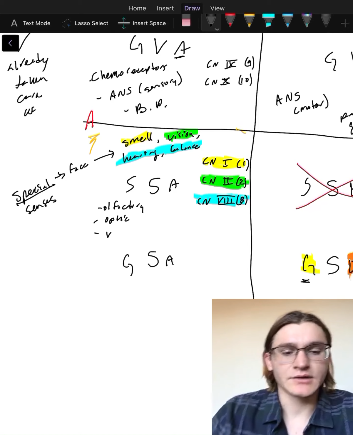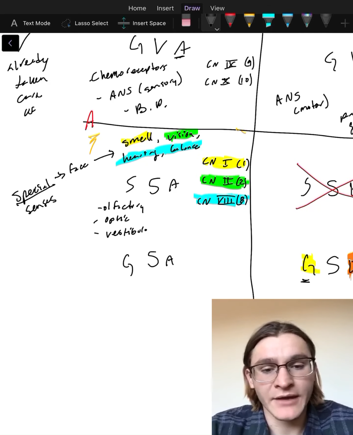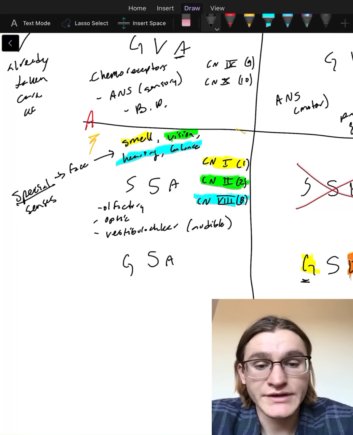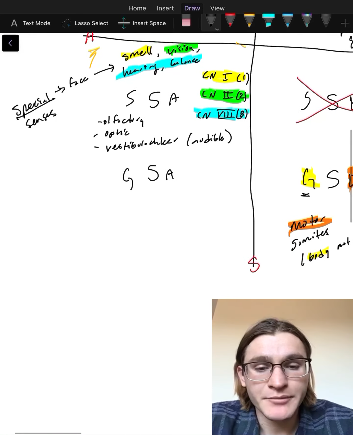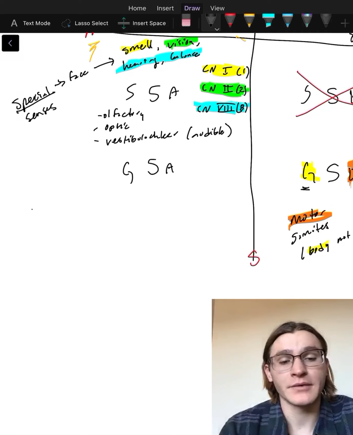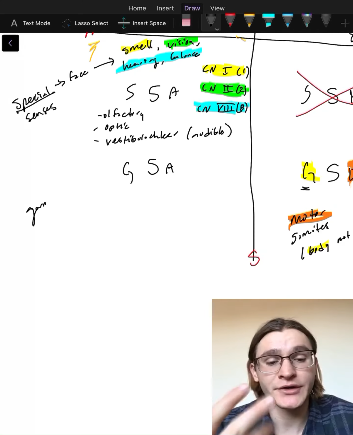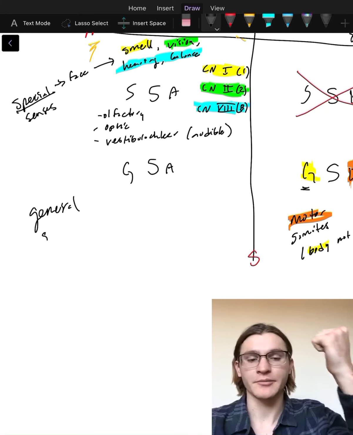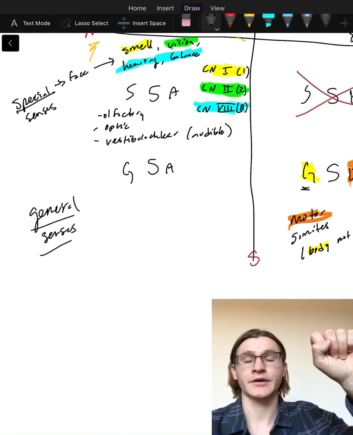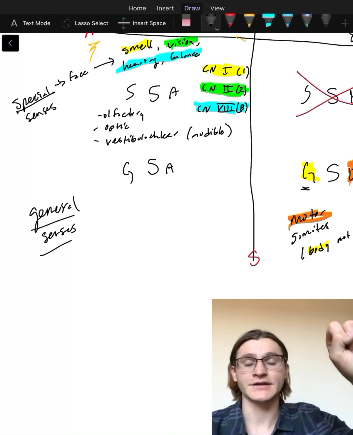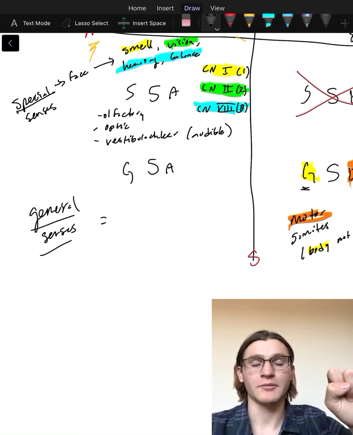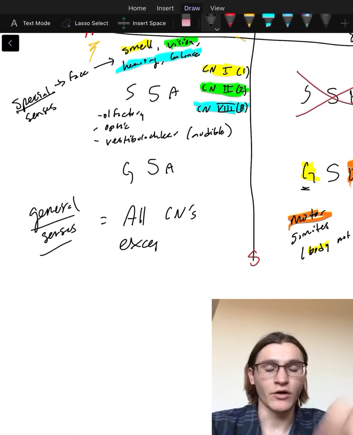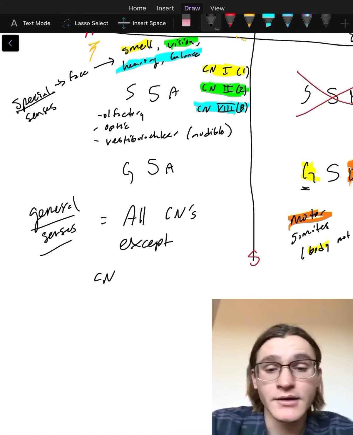So I'm going to talk a little bit about general somatic afferent because I didn't write down their functions when I was drawing this out. But general somatic afferent is involved with our touch, pain, temperature, and proprioception. Proprioception is like our ability to have our hand up here, I can have my eyes closed, and I know where my fist is in relation to my body. I can do anything I want, I can whip, but I know where my hand is in relation to my body without looking at it.